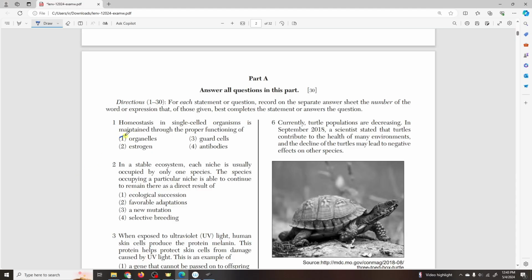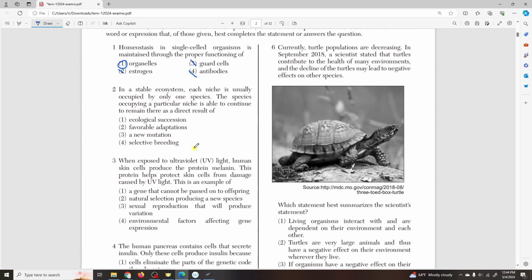It's the proper functioning of organelles. Homeostasis is your body's or an organism's way of maintaining balance, right? So in a single-celled organism, you don't really have antibodies, guard cells, or estrogen because these are things that are found in multicellular organisms, right? So like big complex beings like humans, dogs, cats, things that are made up of multiple cells. Organelles, on the other hand, are found in all cells, including single-celled organisms, right? And organelles work together to keep a singular cell alive.